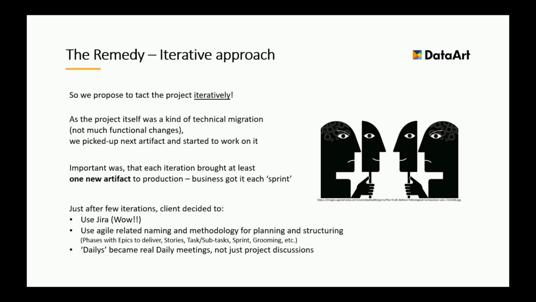Jira doesn't suit us. It's not for us. And after just a few iterations, they decided maybe we should use not Excel only, but Jira too. Yeah, it might be good for us. And they started on their own to use Agile, naming the methodology, and planning and structuring.